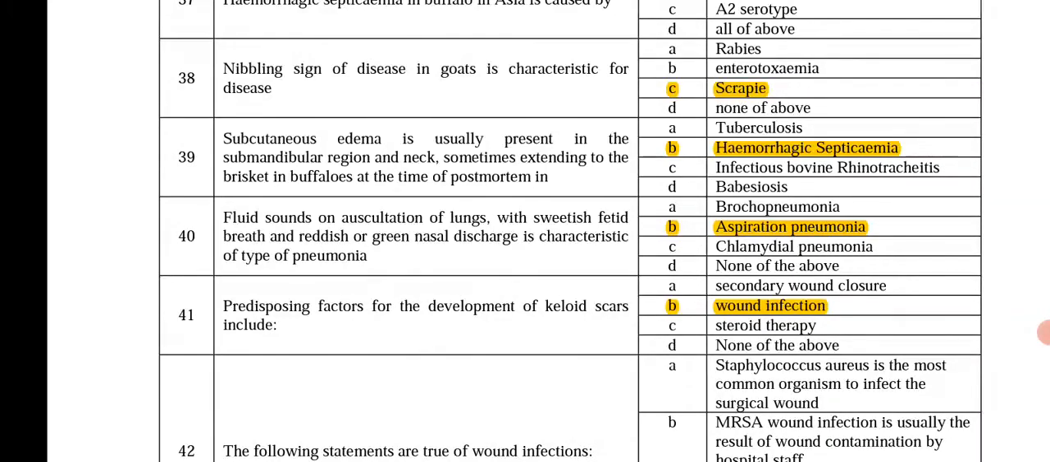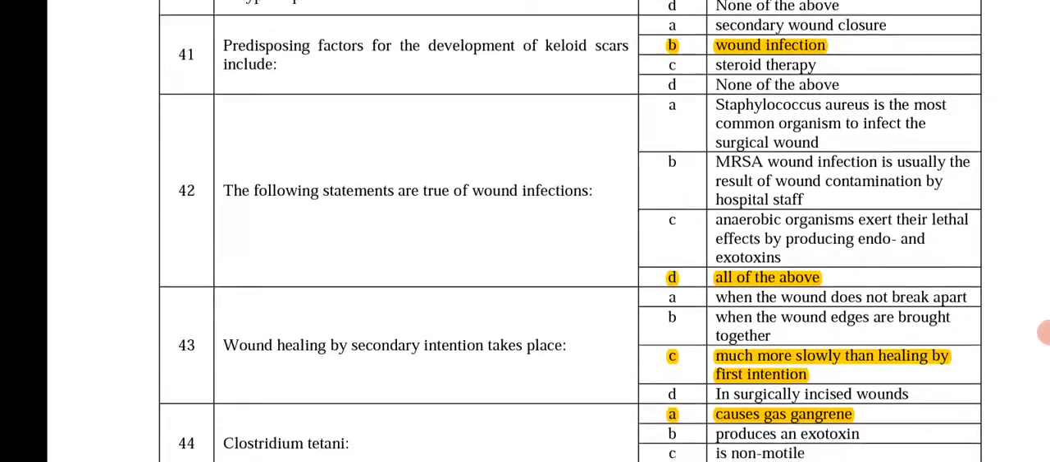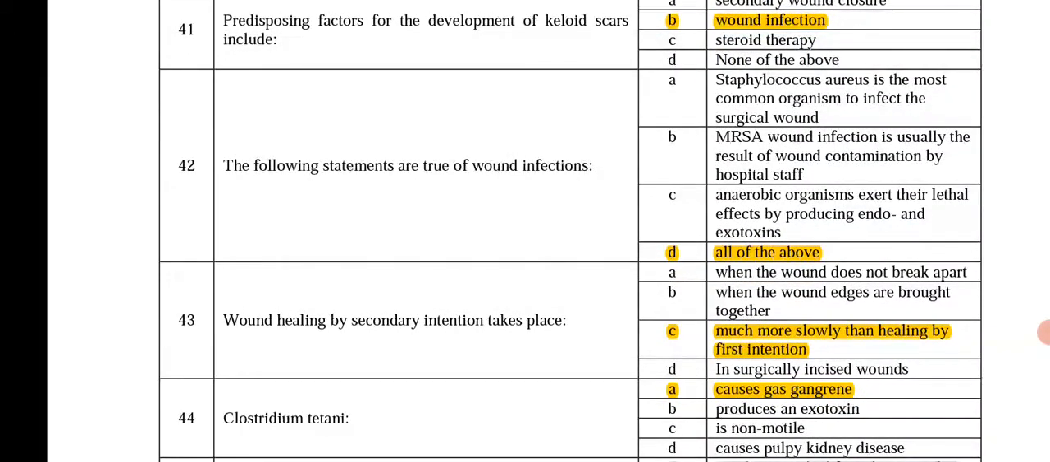Fluid sounds on auscultation of lungs with sweetish fetid breath and reddish-green nasal discharge is characteristic of this type of pneumonia: aspiration pneumonia. Predisposing factors for the development of keloid scars include wound infection. The following statements are true for wound infection, all of the above: Staphylococcus aureus is the most common organism to infect surgical wounds. MRSA wound infection is usually a result of wound contamination by hospital staff.